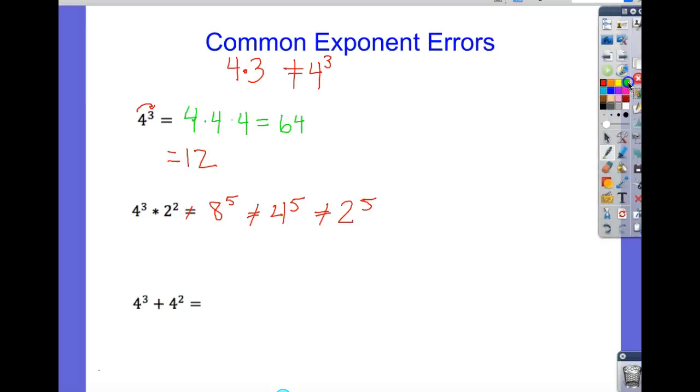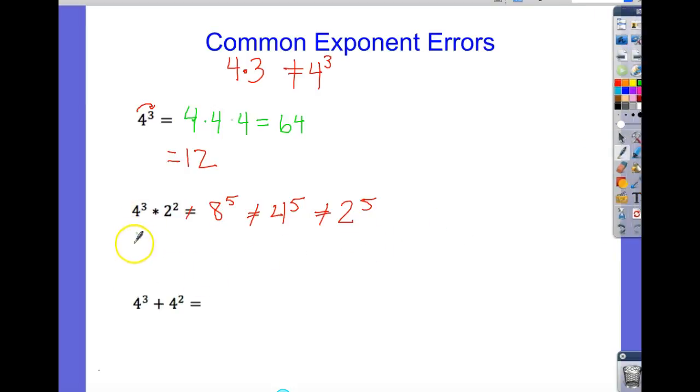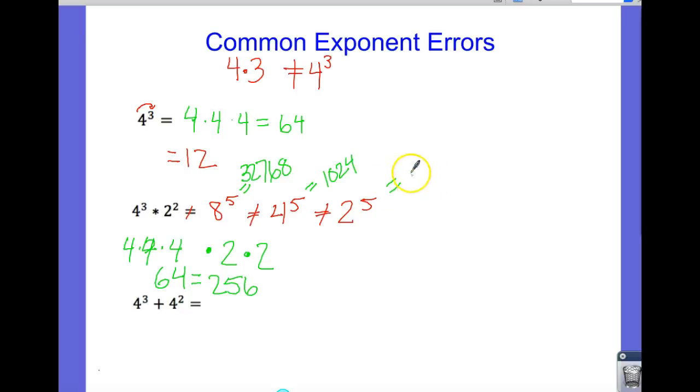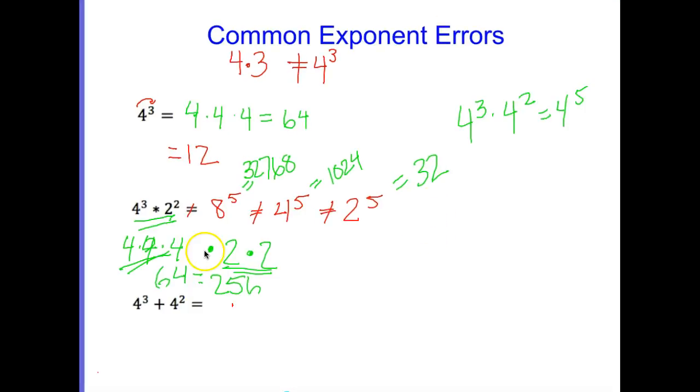What is this really? Really, this is 4 to the third, which is 4 times 4 times 4. And then it's times 2 squared, which is 2 times 2. So we have 64 times 2 times 2, which is 256. When this guy is 32,768, this guy is 1024, this guy is just 32. So you can see that none of these values are actually this.